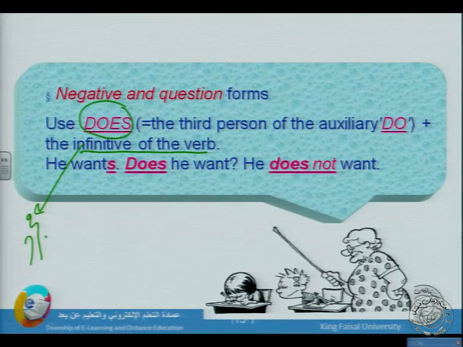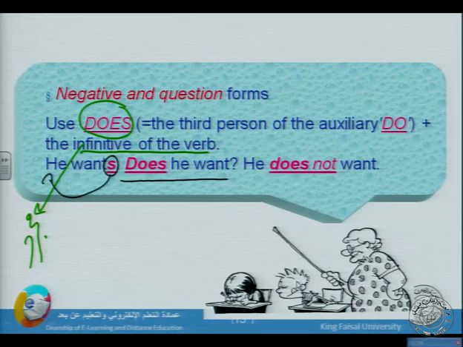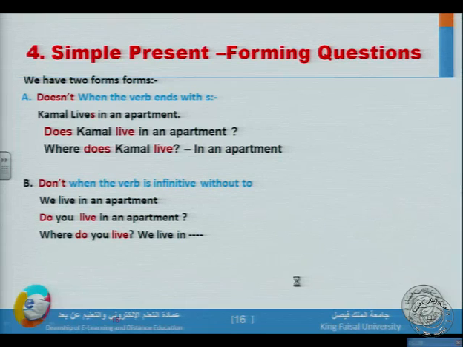he wants نحكي he wants. الأس لماذا أضفناه هنا؟ لأنه هي مفرد. does he want هنا في الquestion. does he want، ما حكينا do he want غلط. لازم does he want. في النفي he does not want. Okay.